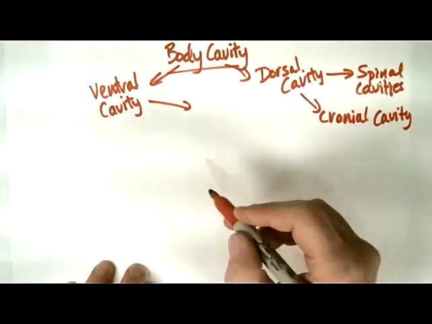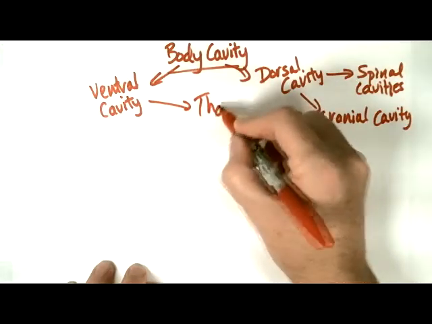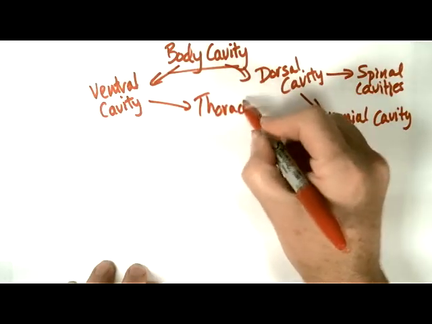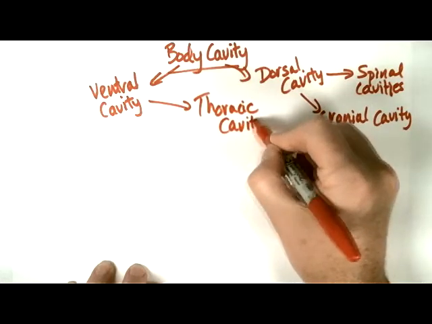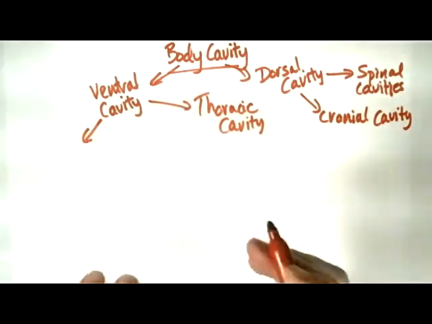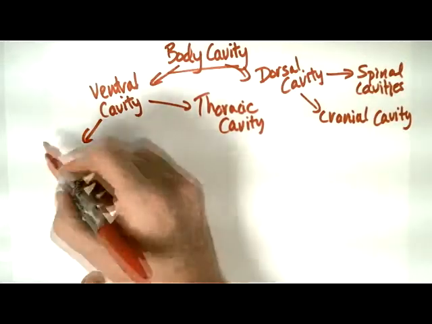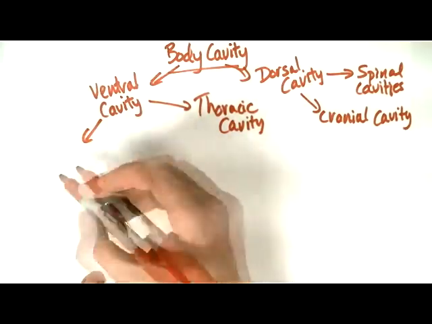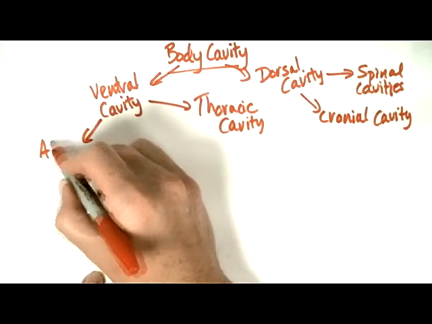And one of those is the thoracic cavity. The thoracic cavity is the chest cavity. This is where your lungs are going to be, the trachea, the heart. It's the chest, thorax. And the other cavity that we have is the abdominopelvic cavity that divides up that ventral cavity. So we divide it up into these two subcavities, if you will.